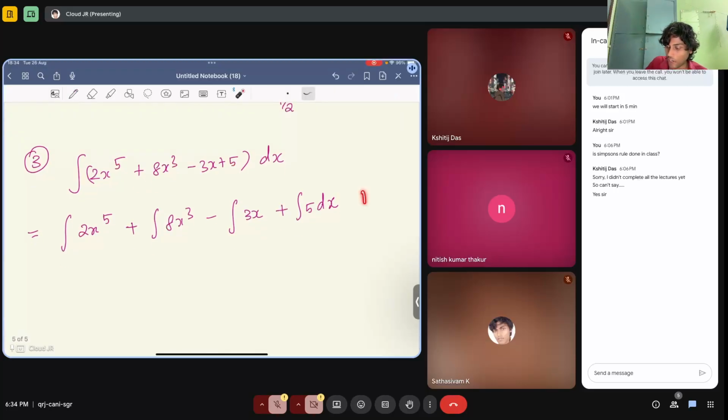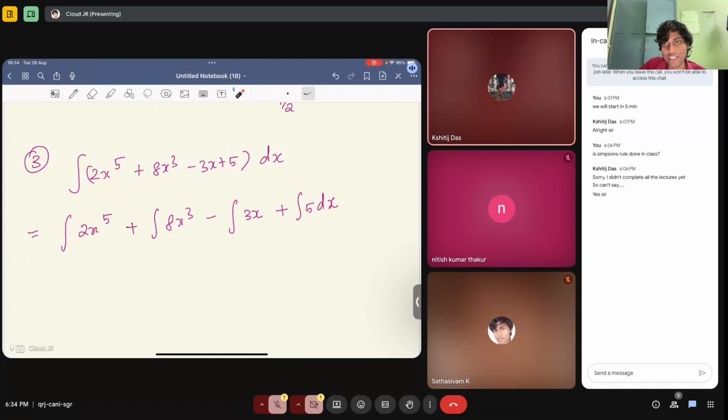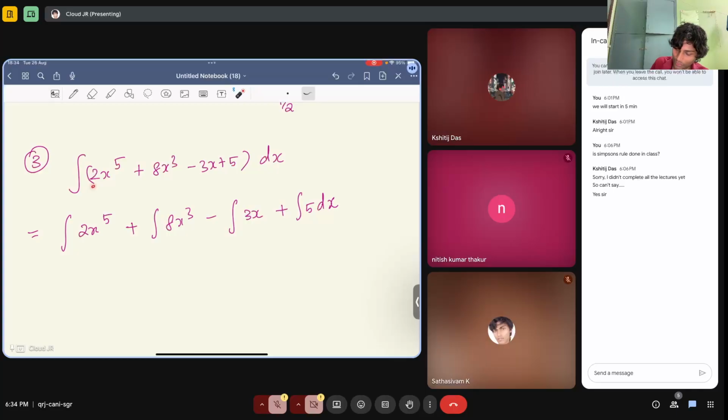Do I need to add a c here? No, sir. Why is that so? Because we are just distributing the integral symbol and not performing the integration. Yes. So what the statement tells you is that the antiderivative of this function is basically the antiderivative of this function. That's all we are doing here.